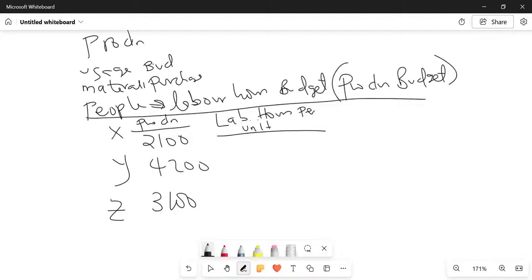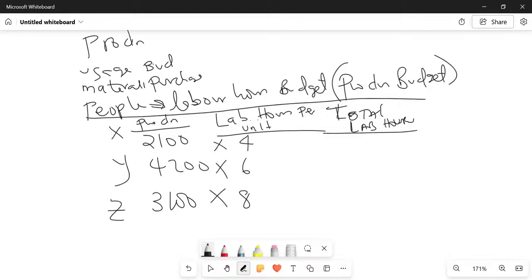4, 6, and 8. So come back here. So we have here labor hours per unit: 4, 6, and 8. Then come here and they give us the total labor hours. Total labor hours. So remember, you simply do what here? You simply multiply 2100 times 4.